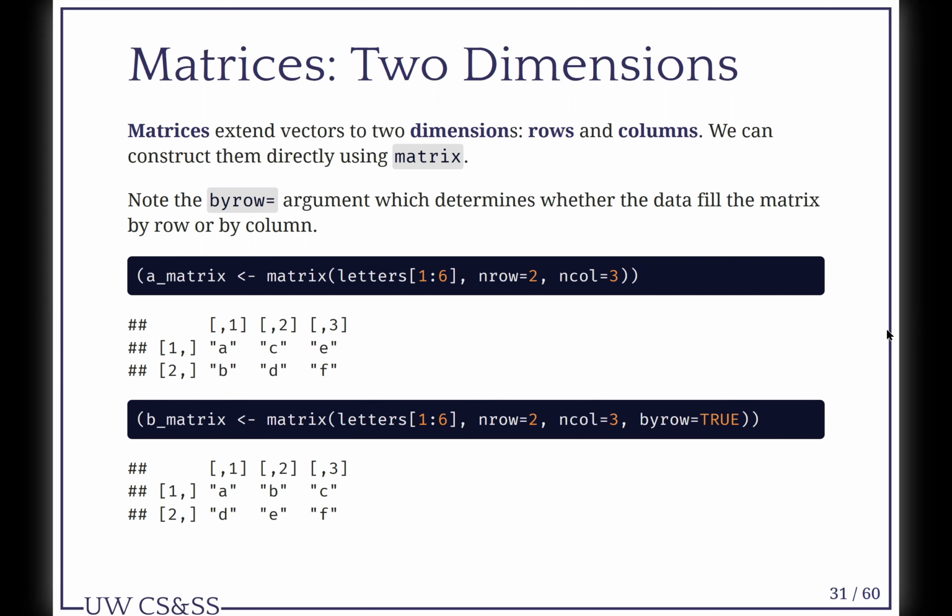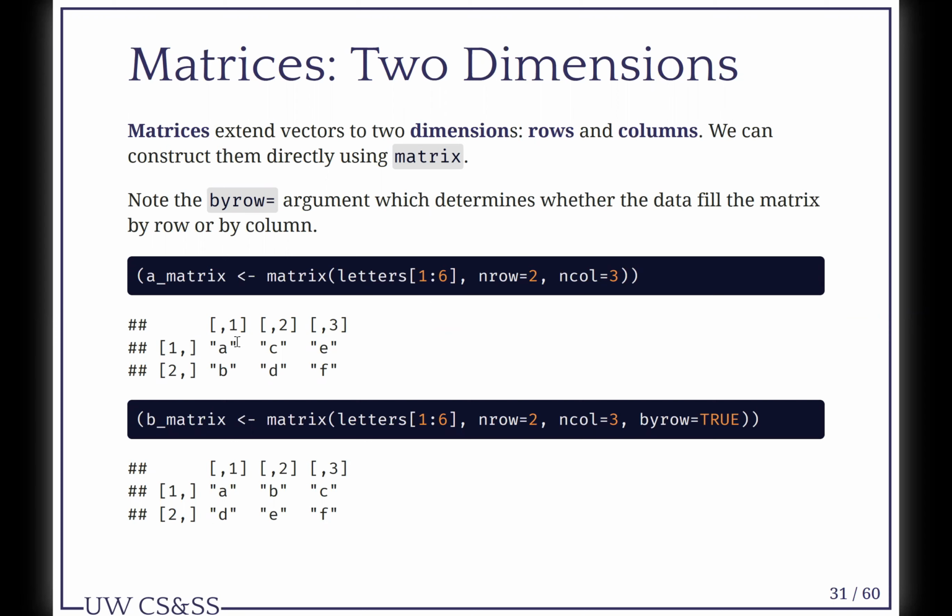So in our first example here, we make a matrix and we assign it the function matrix with the letters subset to just the first 6 letters, with the nrow argument taking the number 2 and the number of columns taking the number 3. By contrast, our second matrix, B matrix, byrow equals TRUE. And you'll note that if we don't have byrow equals TRUE, the default would be byrow equals FALSE. And it fills in the first 6 letters of the alphabet column-wise first.